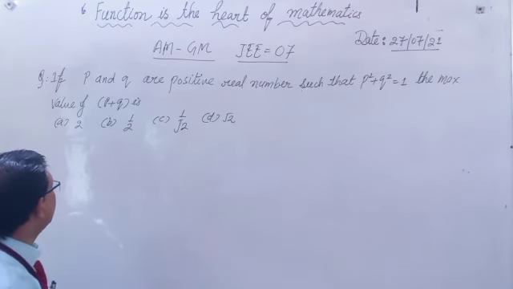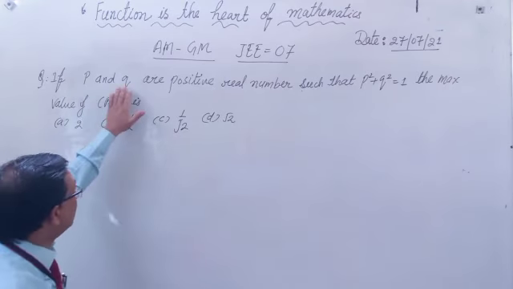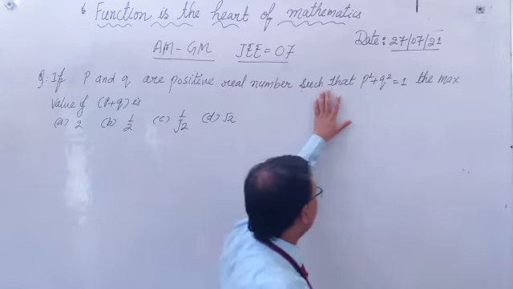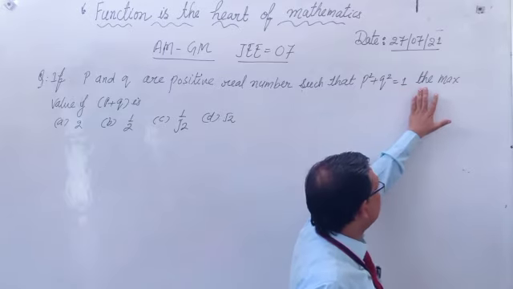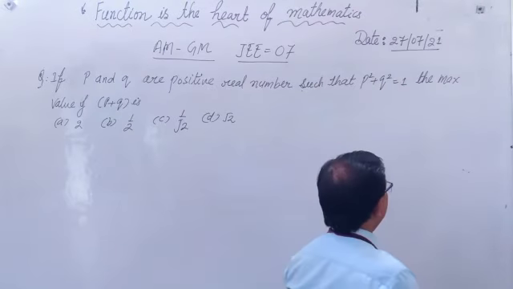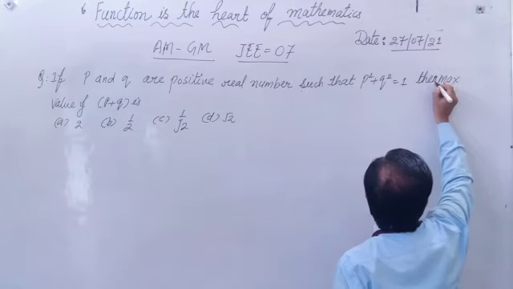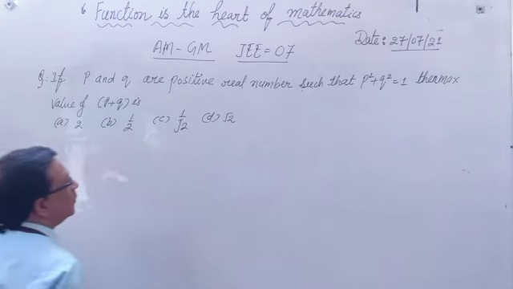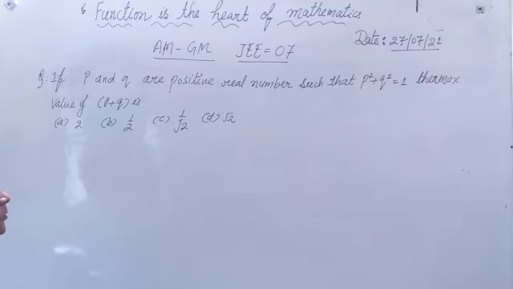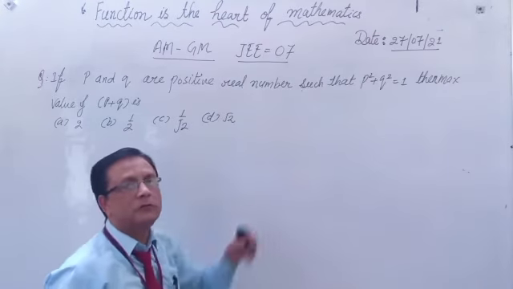The problem is: if p and q are positive real numbers such that p square plus q square is equal to 1, then find the maximum value of p plus q. AM GM based questions were asked in JEE 2007.